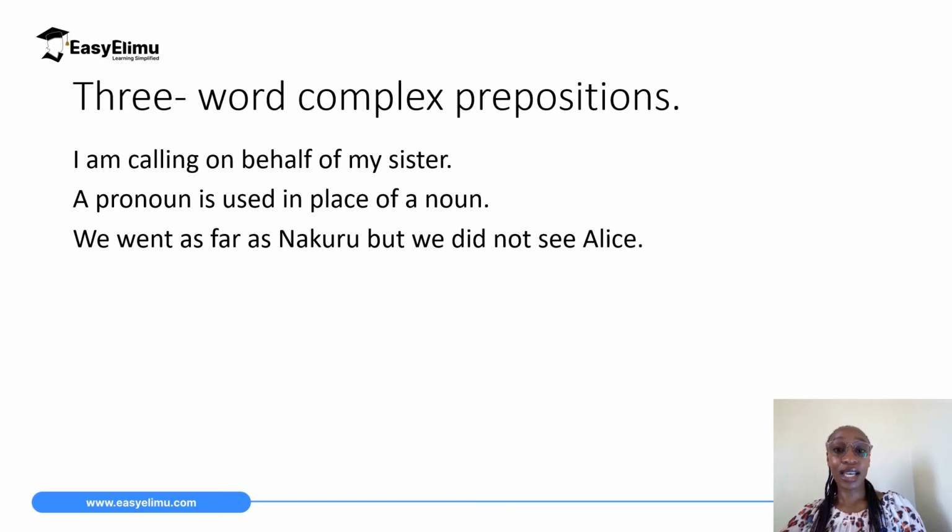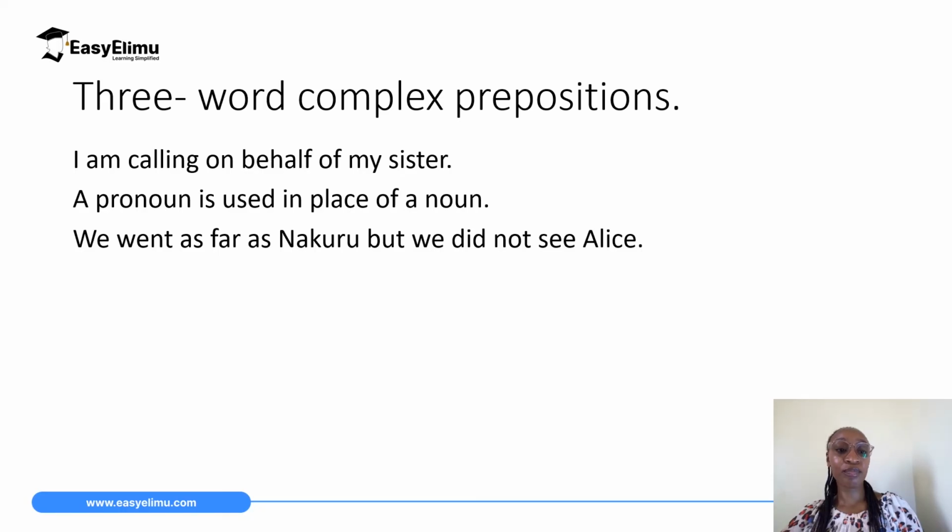Lastly, there is something we call the three-word complex prepositions. That means that they are made up of three words. If you noticed, the complex prepositions we have been looking at are made up of two words: instead of, apart from, or the simple prepositions that are only one word like under, over, on, beside. So there are three-word complex prepositions.